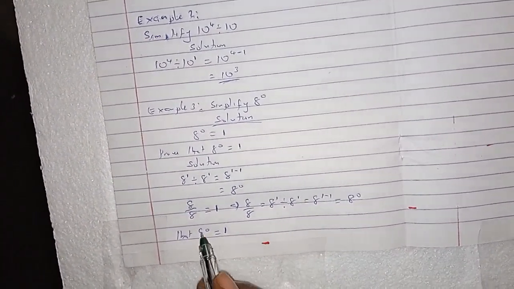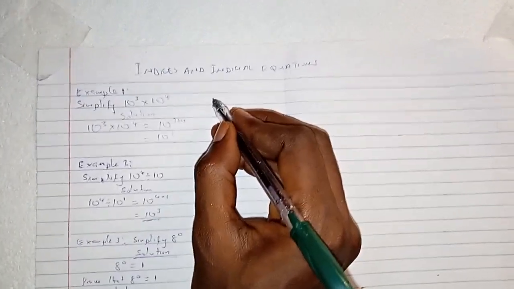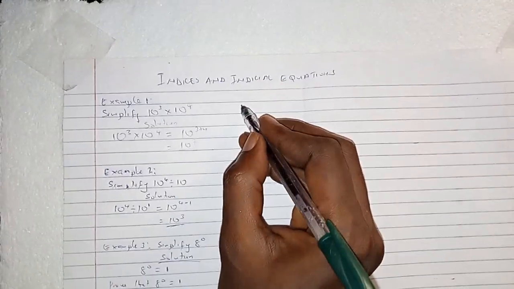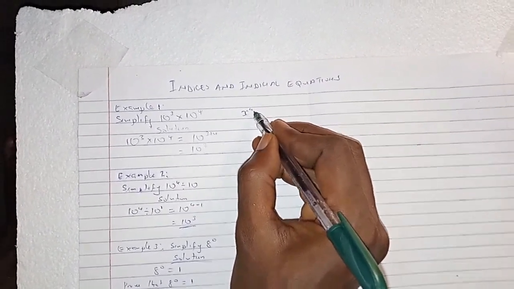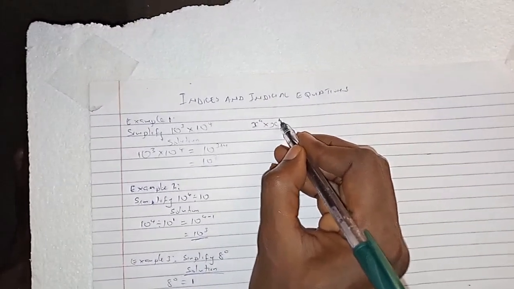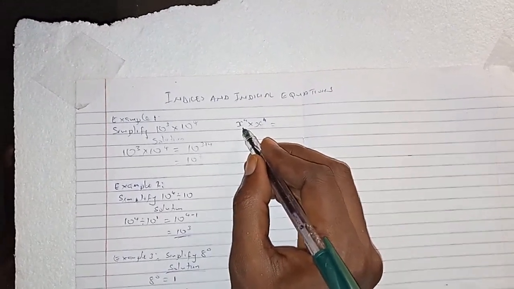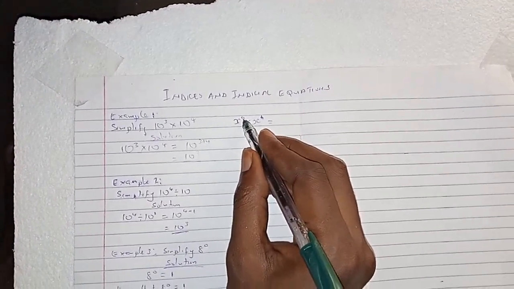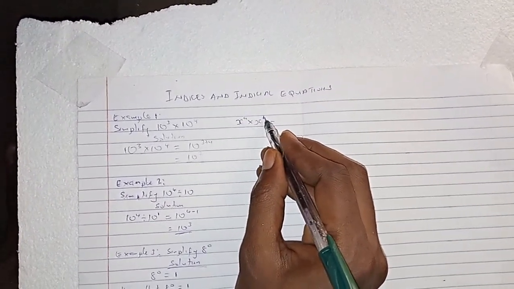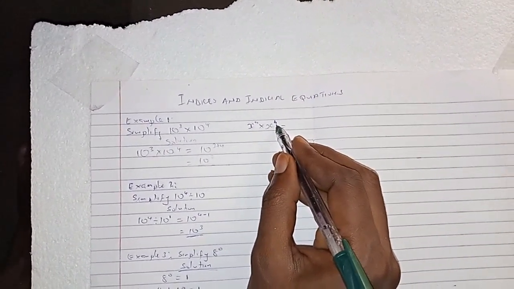So that proves that 8 raised to the power of 0 is equal to 1. The general law that enables us to answer example number 1 is this: x raised to the power of a times x raised to the power of b is equal to, since they share the same base, which is x, the power of the first value is a, while the power of the second value is b. A can be any number, likewise b can be any number.